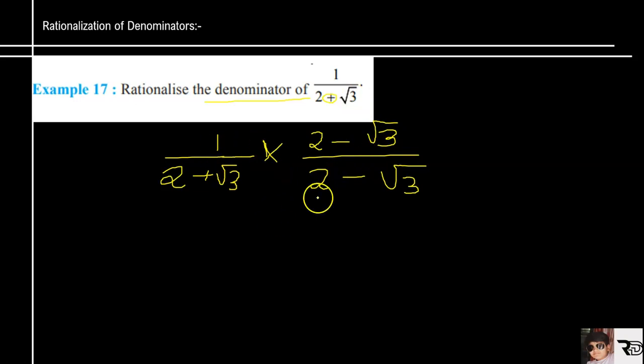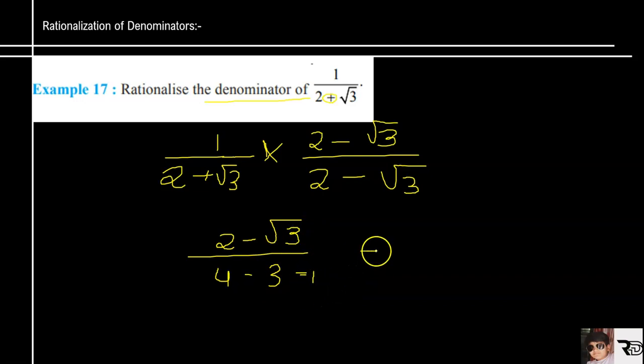Simple. Now 1 into any number gives the number itself. So the numerator remains 2 minus root 3, and the denominator is a plus root b, a minus root b. So this will be a square, which is 4, minus b, which is 3. So 4 minus 3 gives me 1. So 2 minus root 3, denominator is 1. Therefore, after rationalization of the denominator, this particular thing will become 2 minus root 3. Simple.